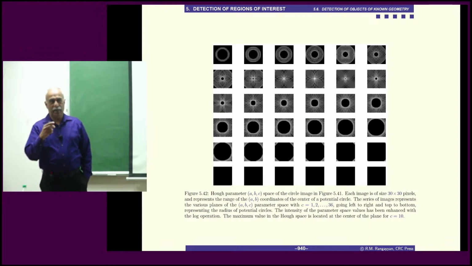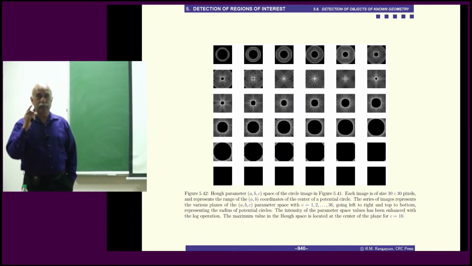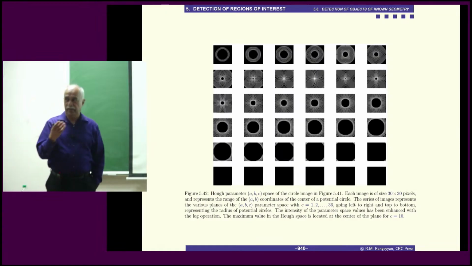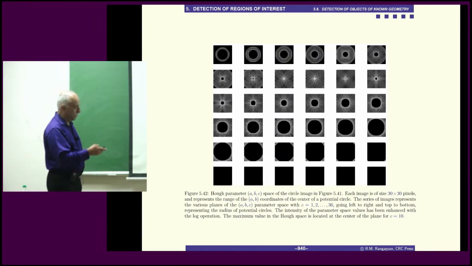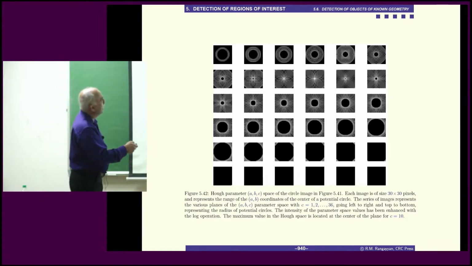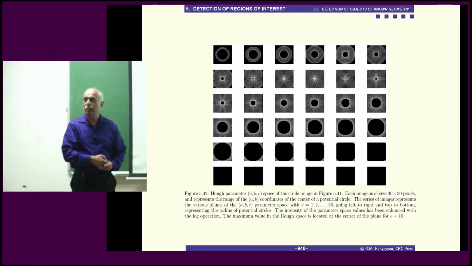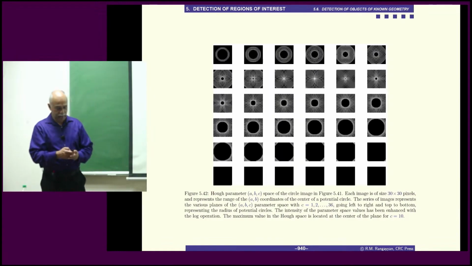So you find the global maximum, so that's the best circle I have, if you only have one circle. If you want to find more circles, then you take the next peak and the next peak and the next peak and check if they are good for you. So the circle is detected. That is the global maximum, and by design we know that corresponds to C equal to 10 pixels radius. And that is our circle.